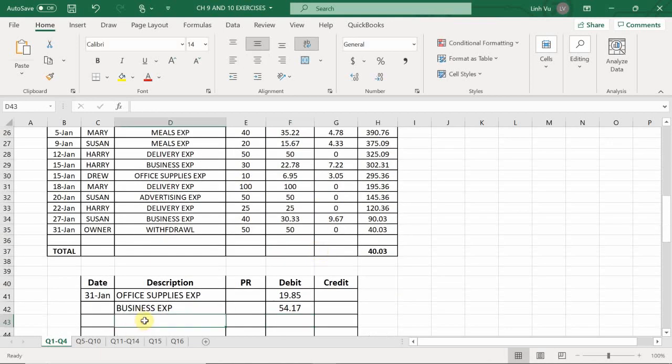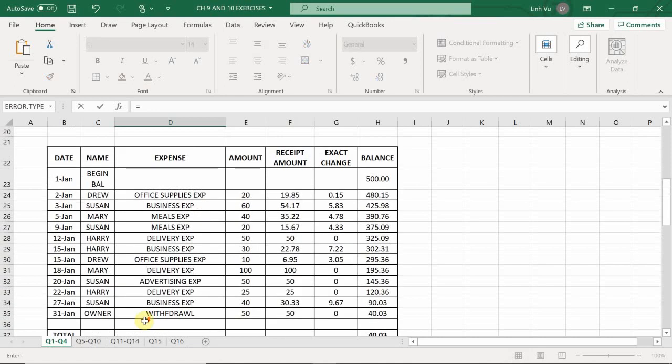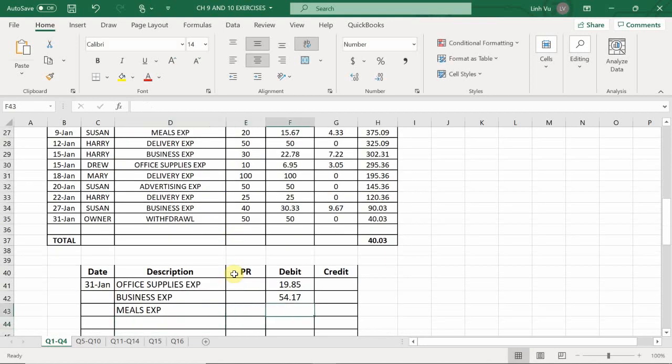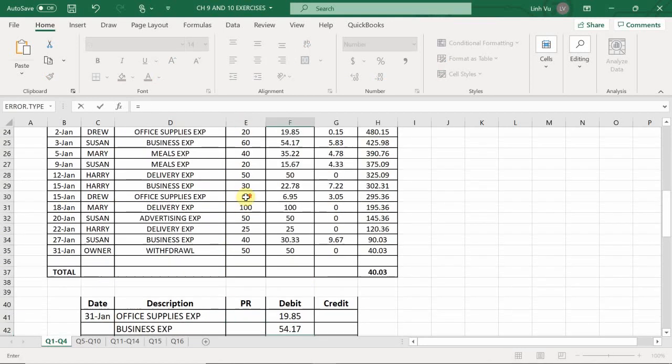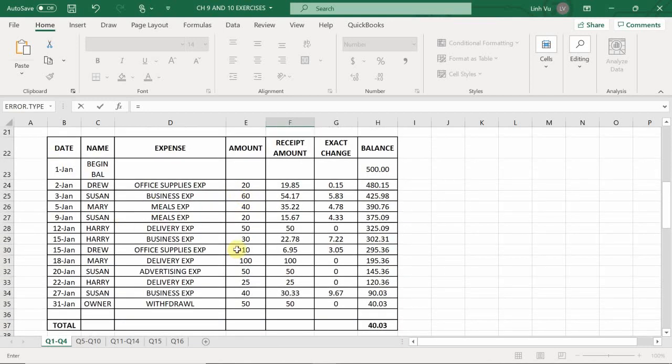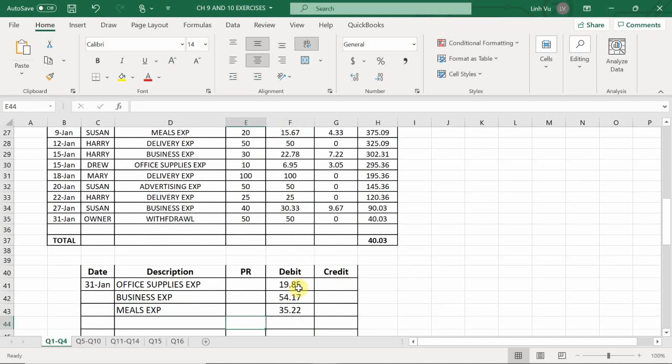And then let's see what else happened next. We had Mary do a meals expense. So she probably bought meals for a meeting or something like that. She borrowed the company's money to provide a meal for they had a training going on, so they had to provide meals. So in this case, she spent $35.22. Okay.